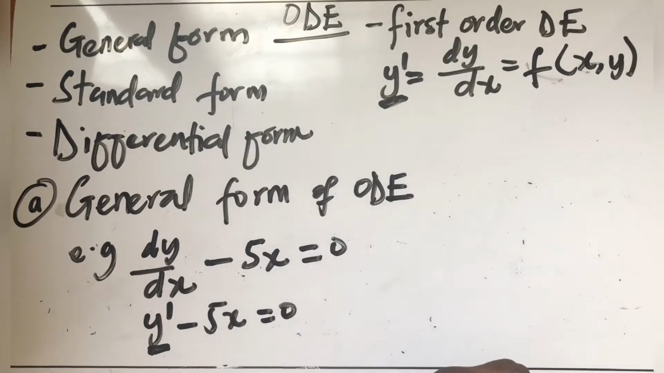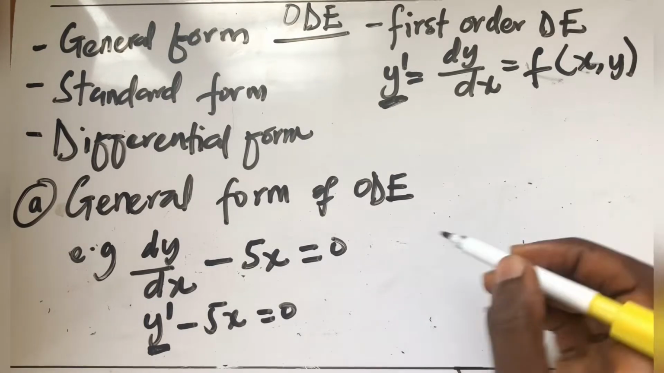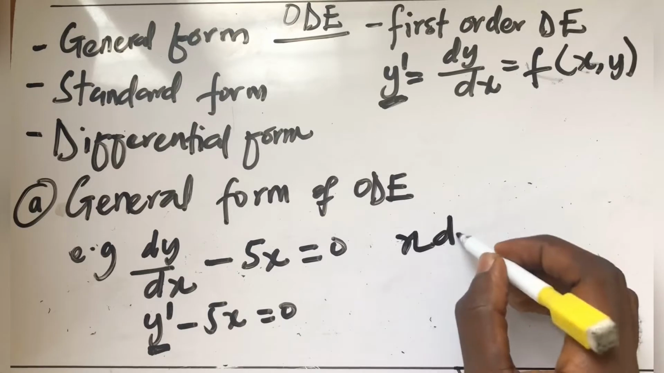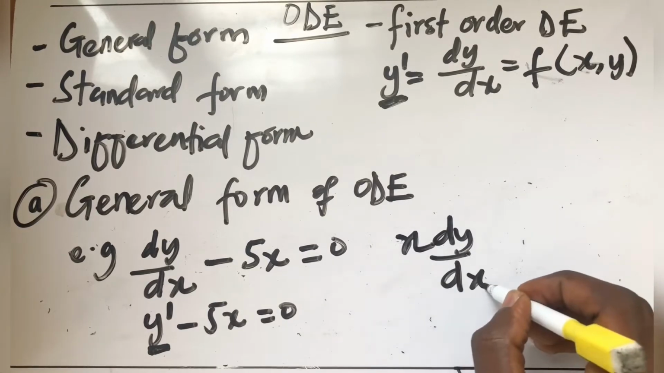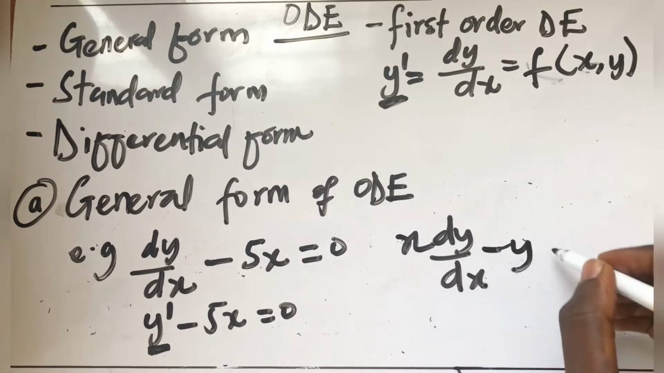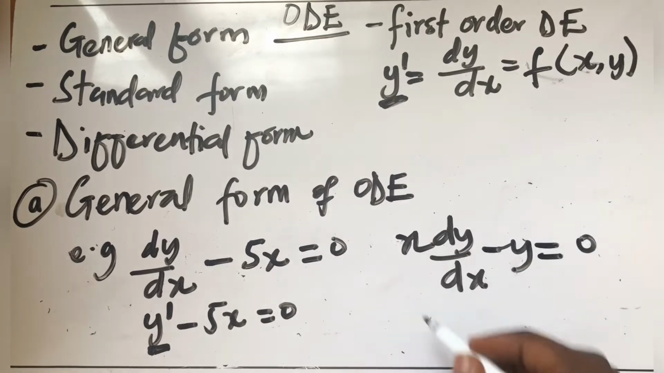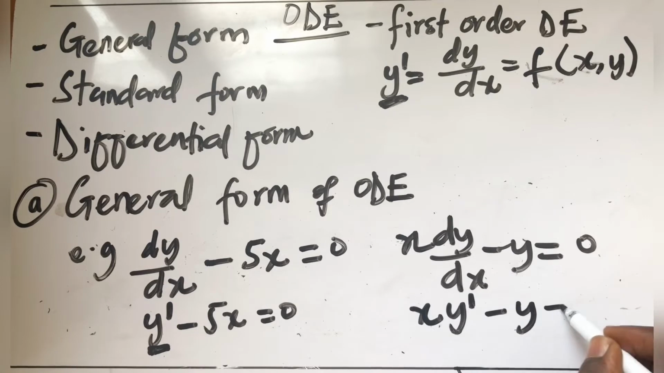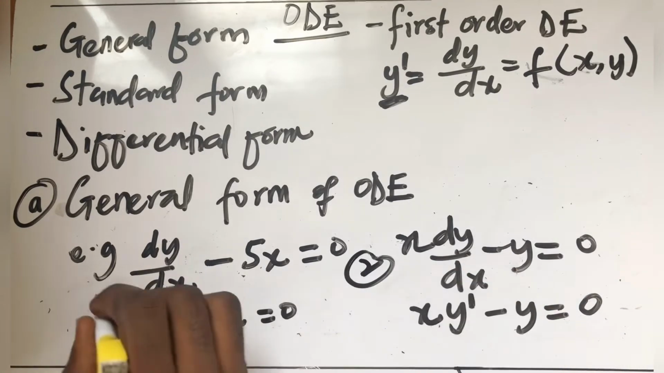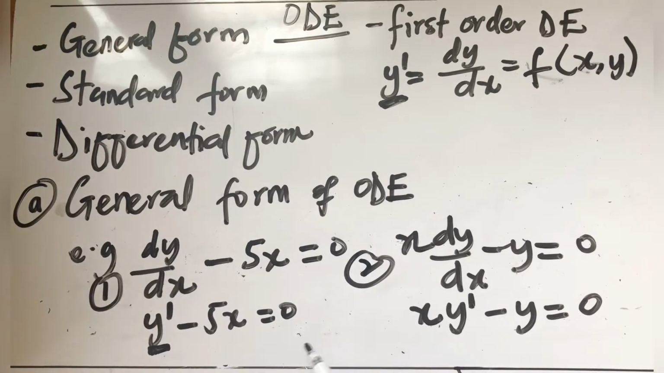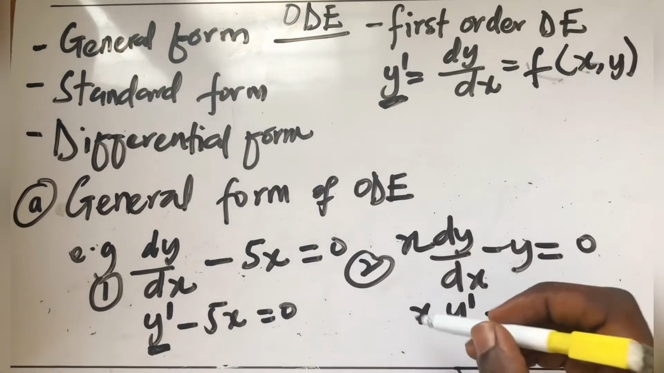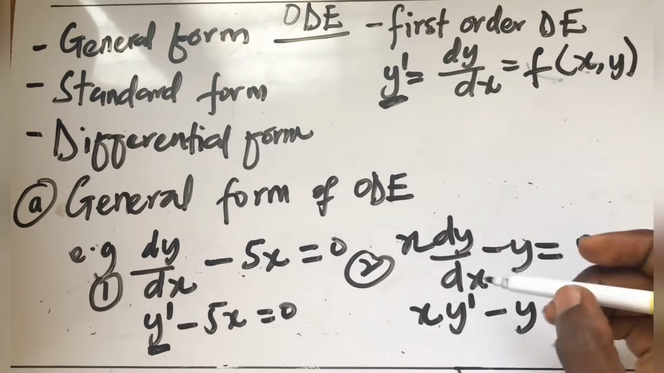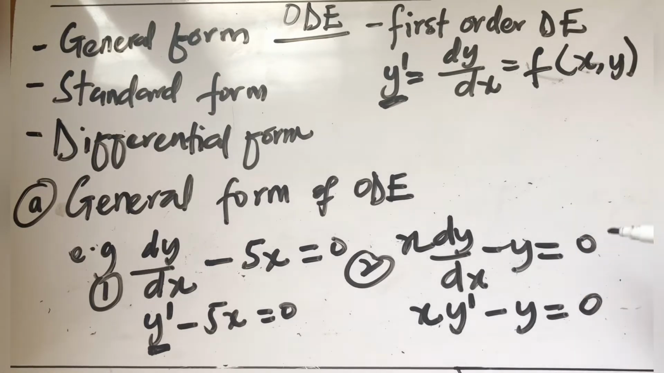General form, okay? So let me write another example. Whenever you meet another differential equation, something like this, minus y equals 0, or this is the same as y prime minus y equals 0, okay? You can notice that both example 1 and example 2 are written and then equated to 0. It means that the ordinary differential equation is written in this general form, okay?